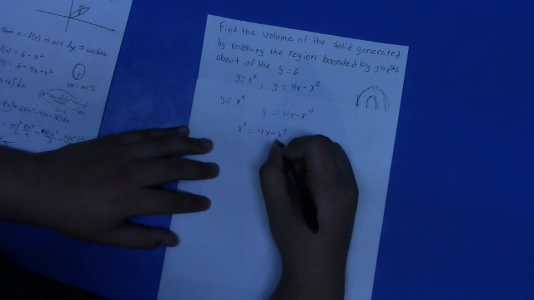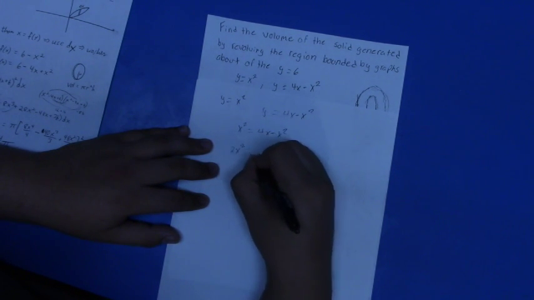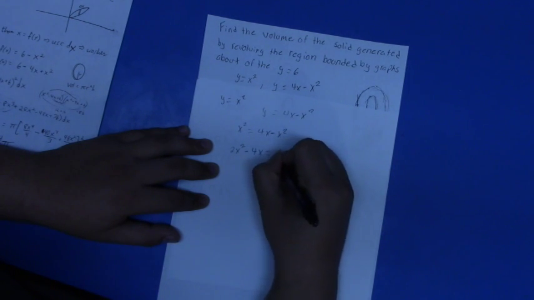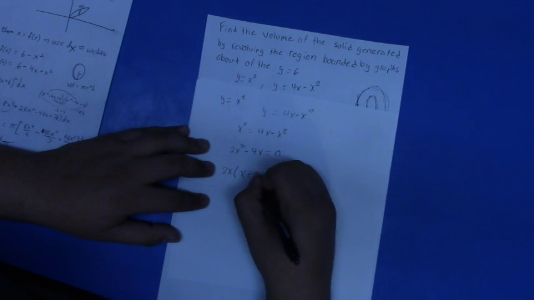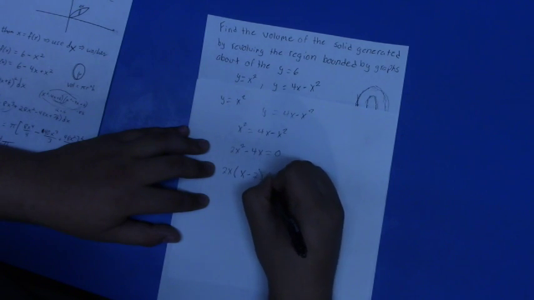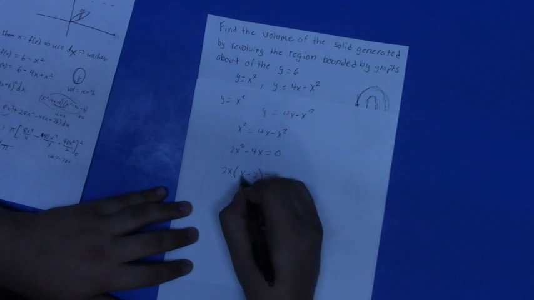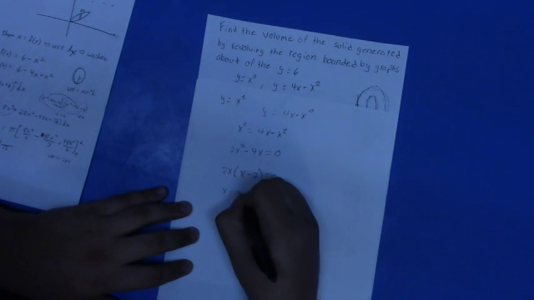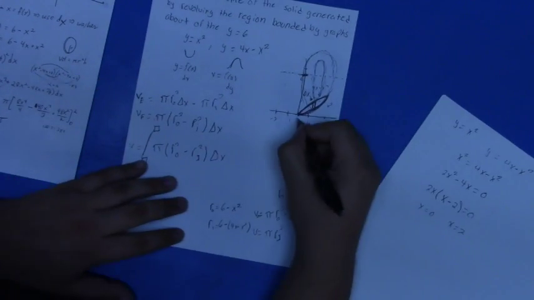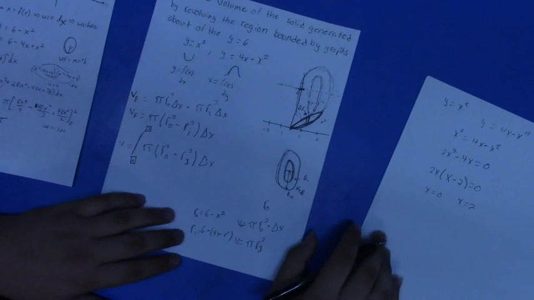Alright, so what we can do is add x squared and then subtract that 4x, put it on one side, and that's 2x squared minus 4x, now that equals 0. Factor out a 2x, so you're left with x minus 2 equals 0. The only way to make this statement true is by having x equal either 0 or 2. So this is going to be our bounds of integration here: 0 to 2.